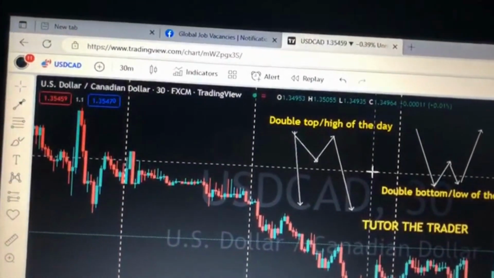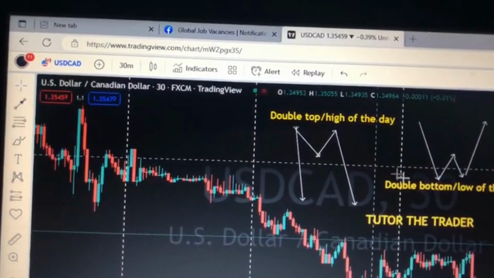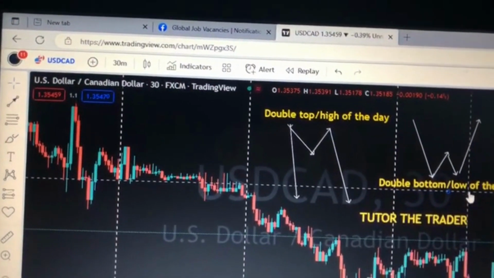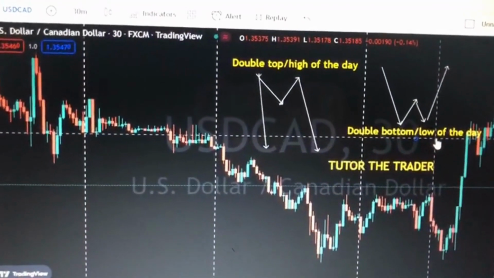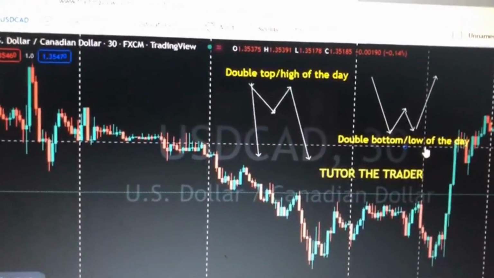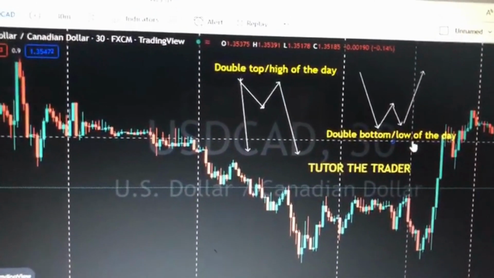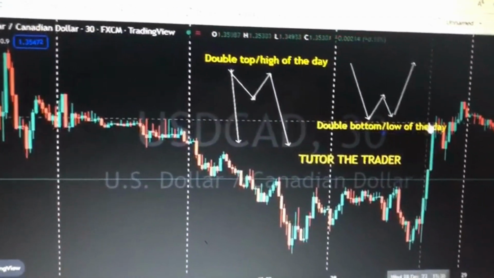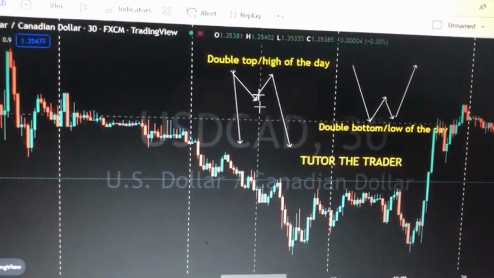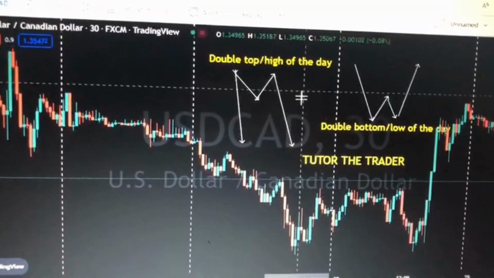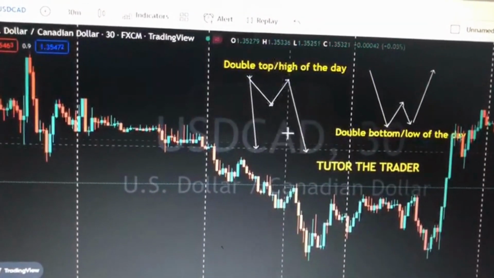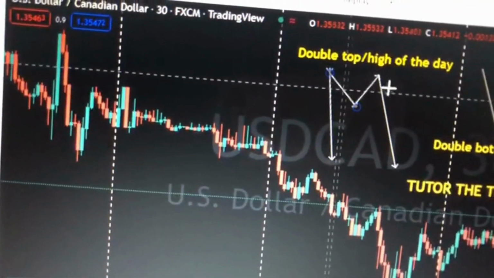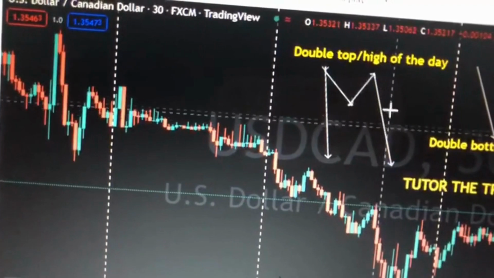The reason why I'm calling it high of the day and the reason why I'm calling it low of the day, if you pay attention to this strategy and this video and you watch to the end, you will discover why I call it high of the day and low of the day. And look at this M pattern and look at this W pattern. So what we are going to be targeting on this M pattern is the last leg. So as you can see, this is the first leg, second leg, third leg. So this is the last leg that we are going to be trading.